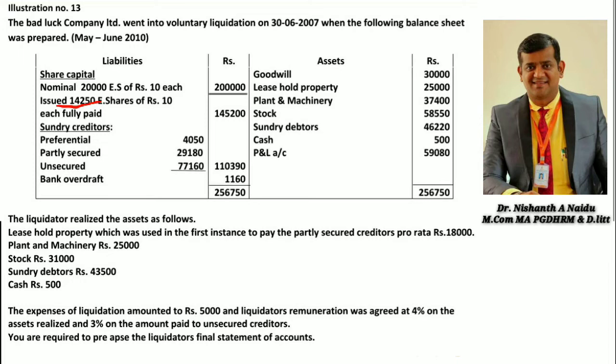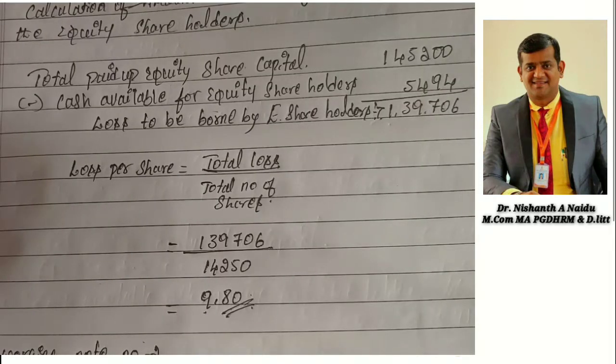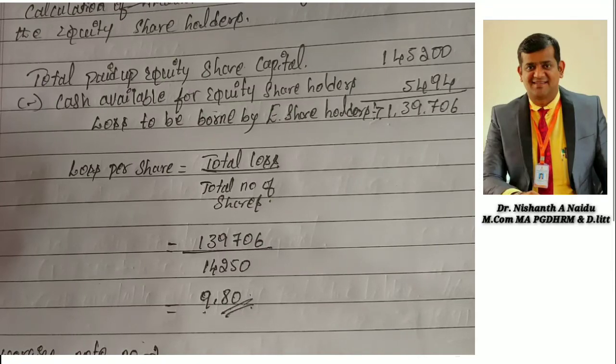So now 1,45,200 divided by 10 rupees. If you do that, the total number of shares is 14,520 shares. It is not 14,250 shares. Understood? It is 14,520 shares of rupees 10 each. If we do that, I think the problem is going to get tallied. So let us change it and resolve the problem. Small typo errors cause a lot of mistakes.